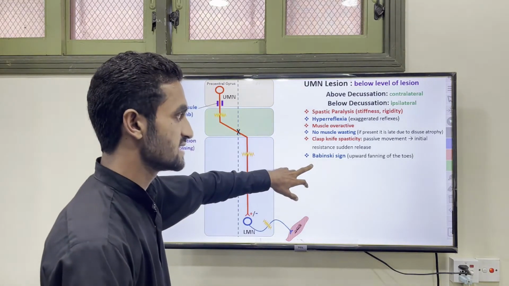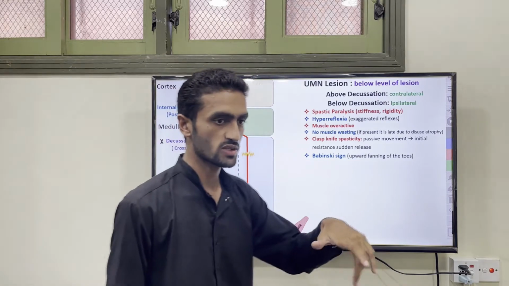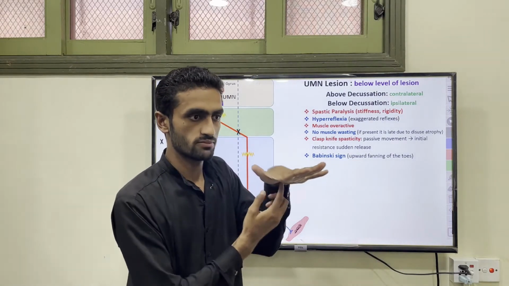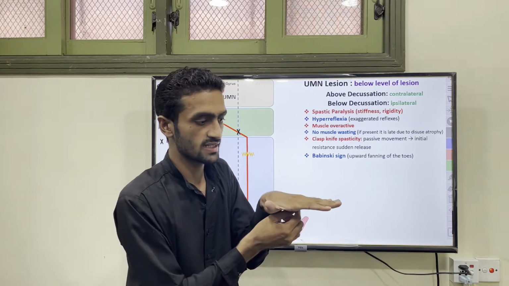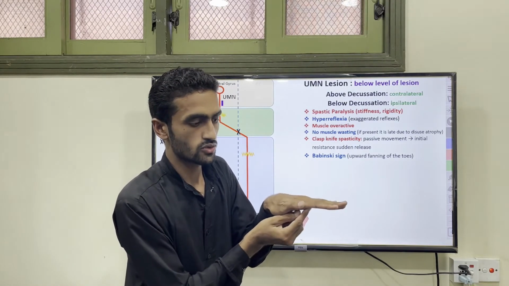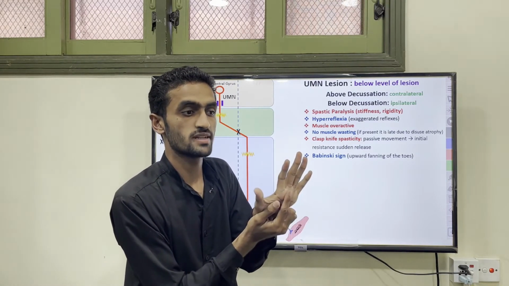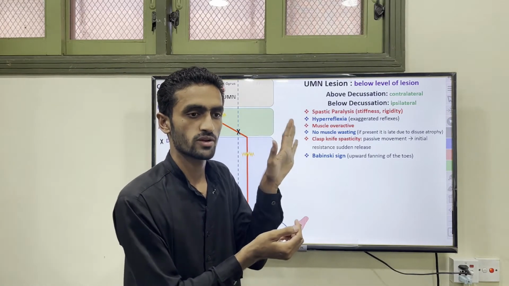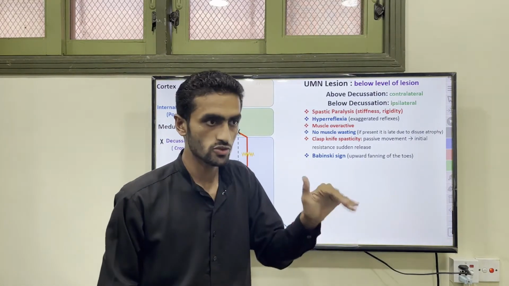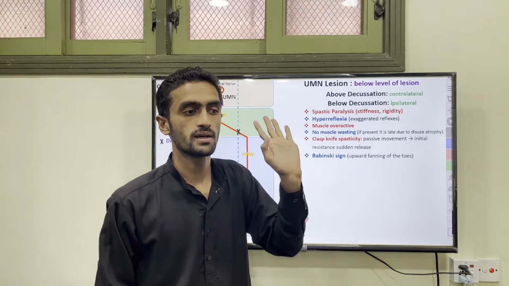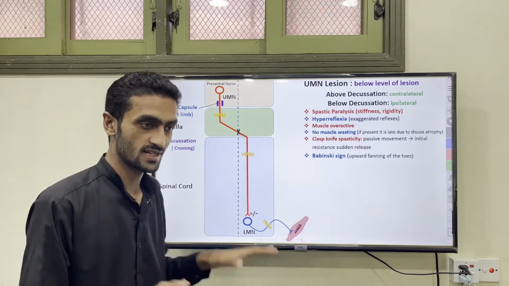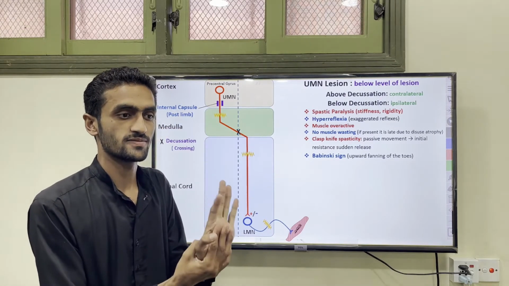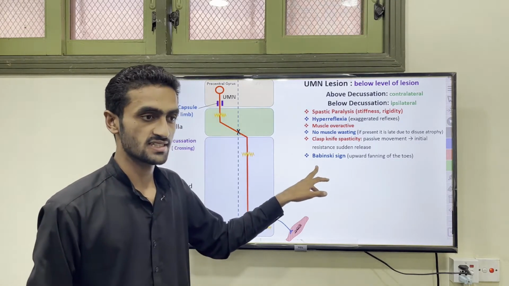So, Babinski sign, upward fanning. When you do the Babinski test and stroke the sole, your toe goes up. This is the Babinski sign because of the upper motor neuron lesion, where the inhibitory effect is lost. Normally the upper motor neuron inhibits the upward movement, but if the upper motor neuron is damaged, there is no inhibition, so the toes fan out.